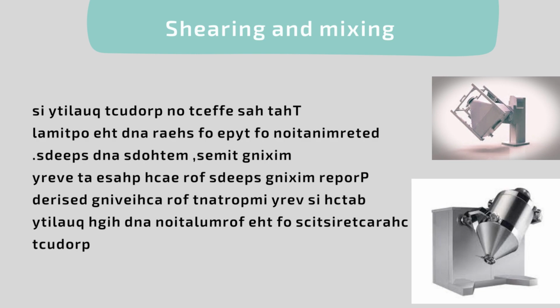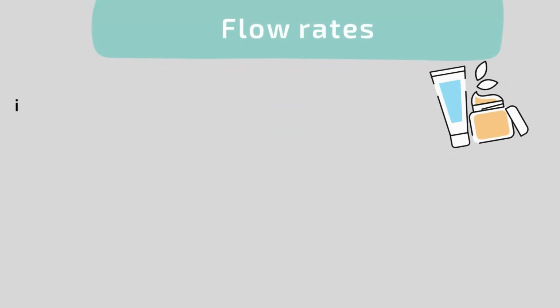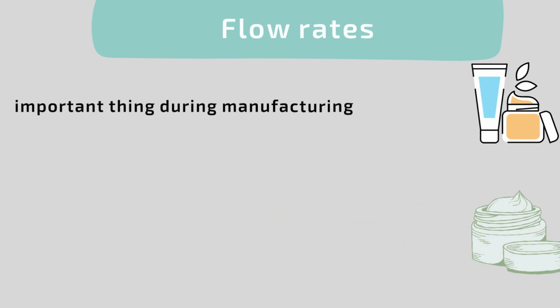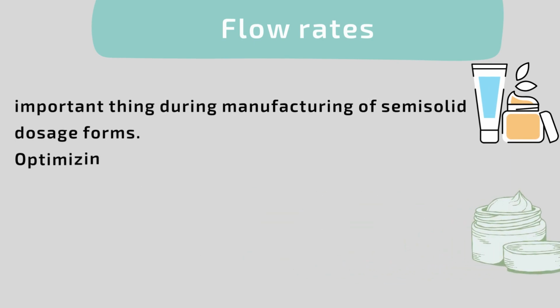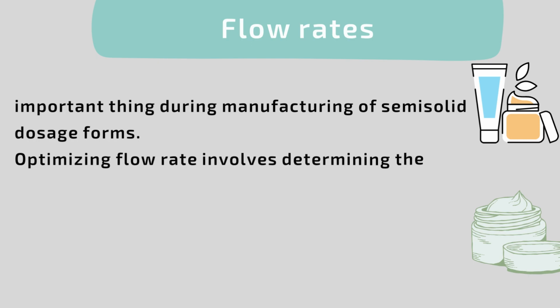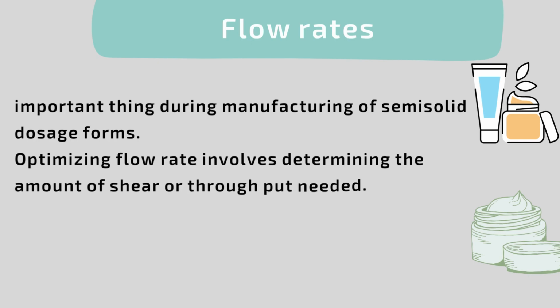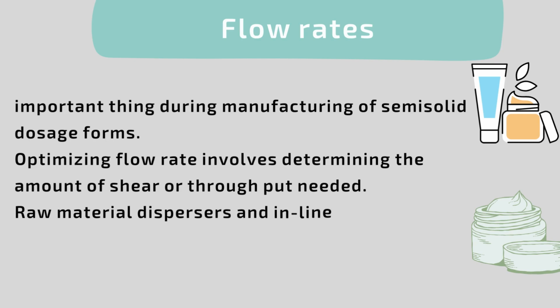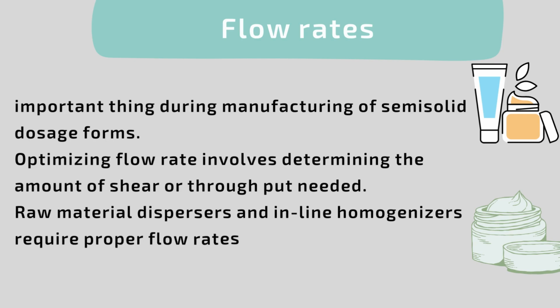Third, flow rate. An important factor during manufacturing of semi-solid dosage form. Optimizing flow rate involves determining the amount of shear or throughput needed. Raw material dispersed in a line homogenizer requires a proper flow rate.